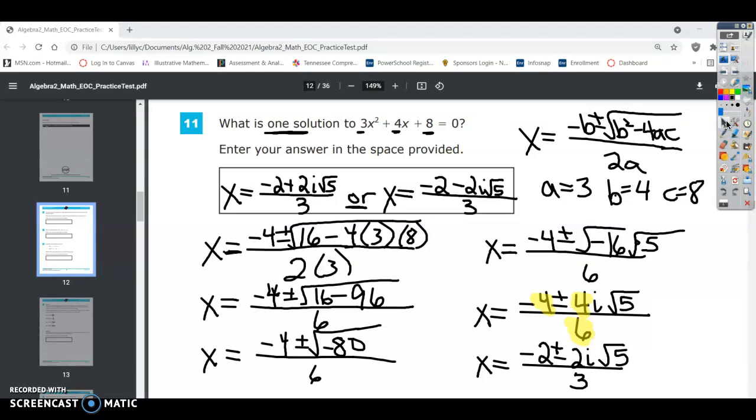All right, that is the answer for number 11. x equals negative 2 plus 2i square roots of 5 divided by 3, or x equals negative 2 minus 2i square root of 5 divided by 3.